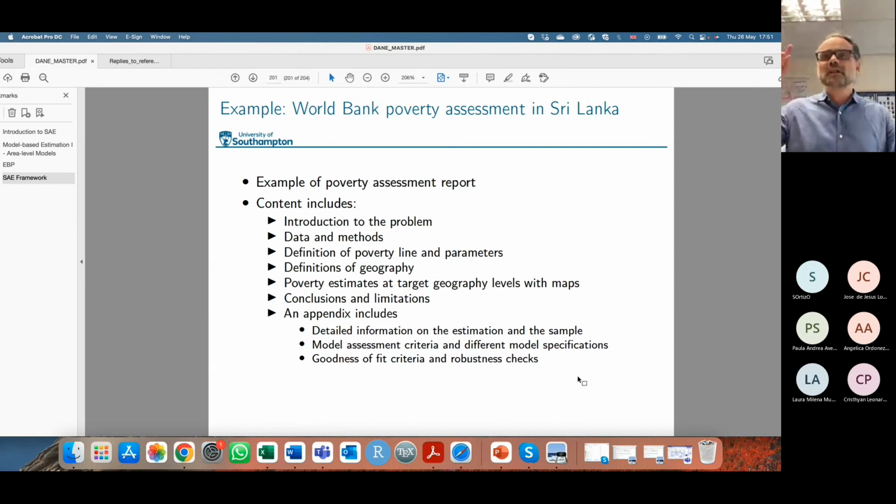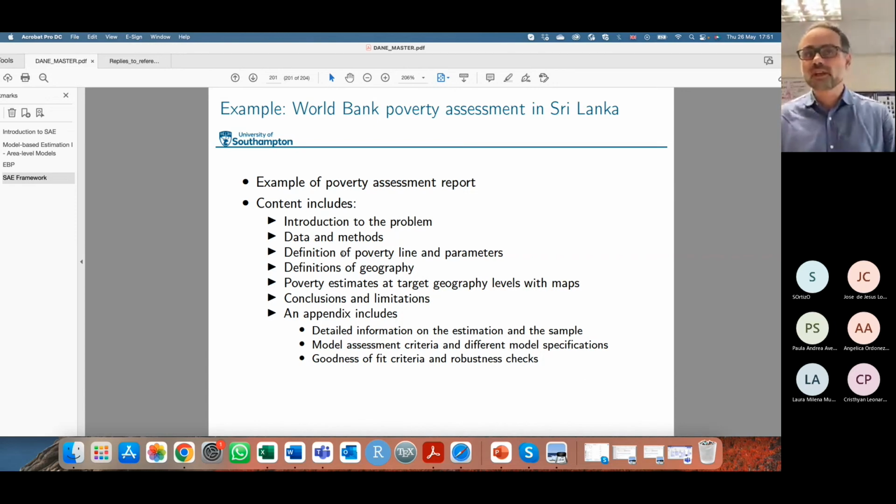As part of the materials, I sent you an example of a World Bank poverty assessment report, in particular for Sri Lanka. It's a bit of an old report as well, but it also gives you a document that might help you to structure your report. And I'm sure you have examples in DANE as to how a report like that may look. So the content of that report includes things like the introduction to the problem, again, describing the data and methods.